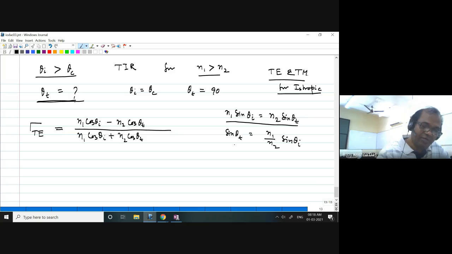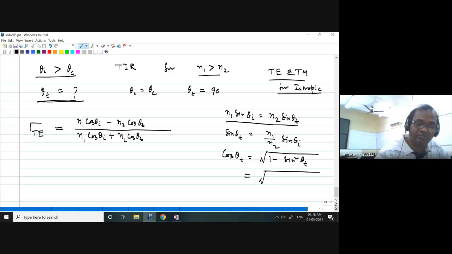Okay, so if this is the case, then we can easily write cosine theta t. Why am I writing cosine theta t? Because cosine theta t is there in the numerator as well as the denominator. So we'll write square root of 1 minus sine square theta t, right? That can be written as 1 minus n1 by n2 whole square sine square theta i. That is the cos theta t.